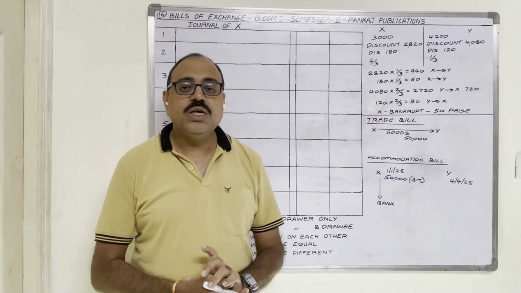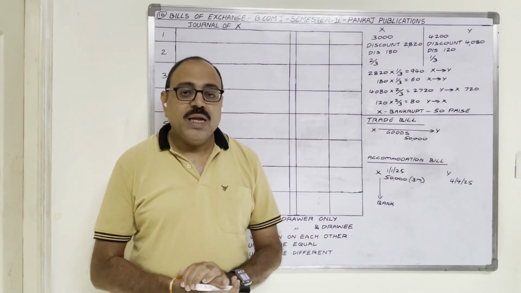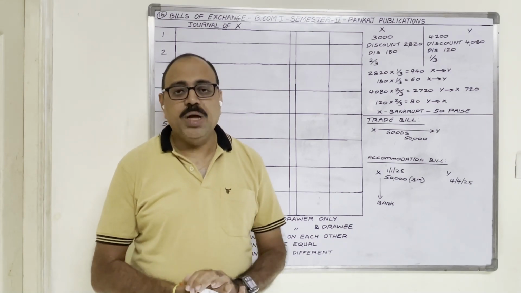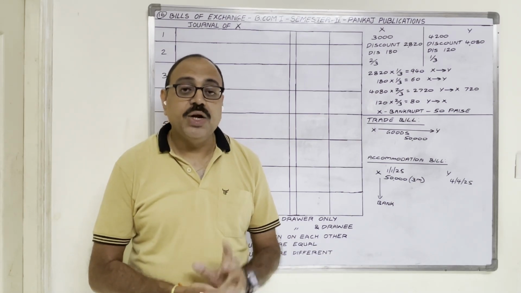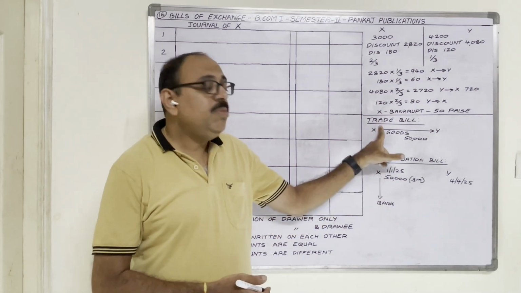By seeing the question, it is clear that the problem is about an accommodation bill. So let us see the meaning of accommodation bill. Based on the purpose of preparing the bill, bills of exchange are divided into two types: trade bill and accommodation bill. So what is a trade bill?